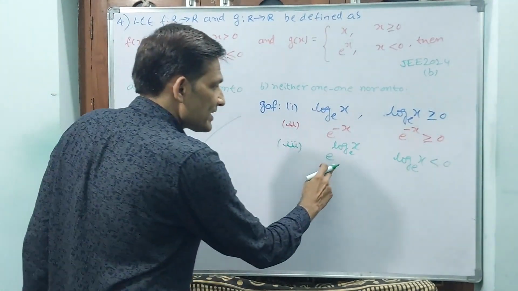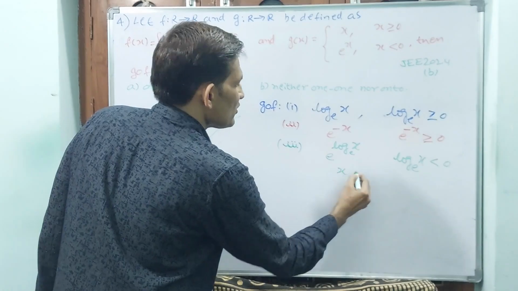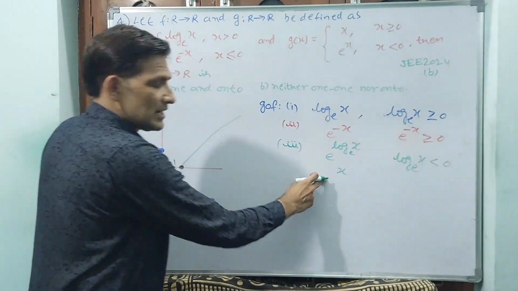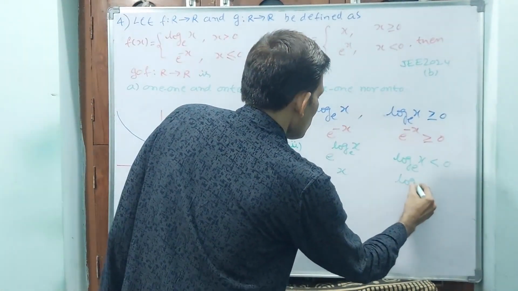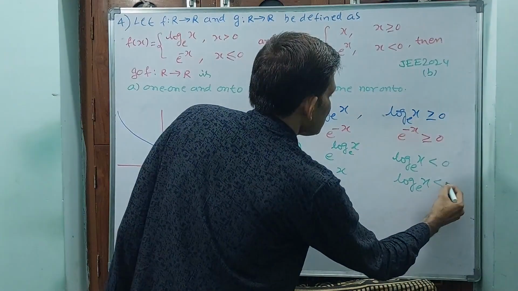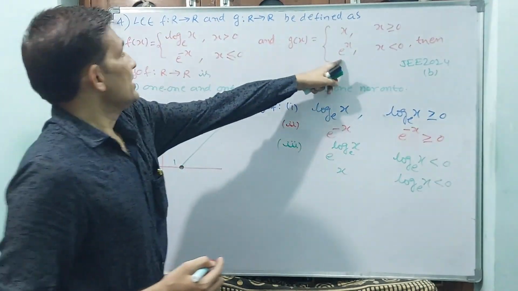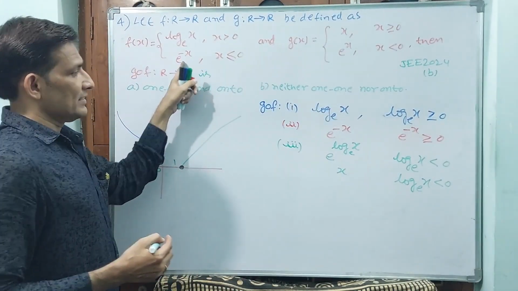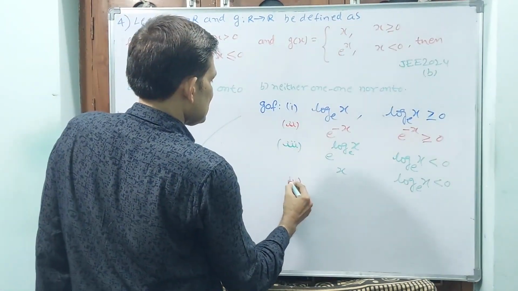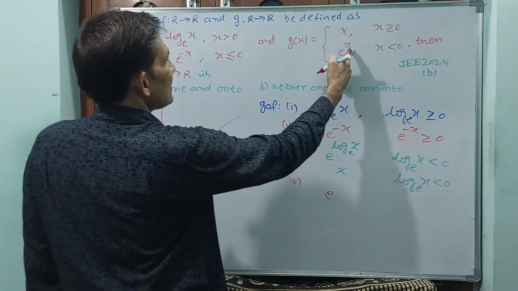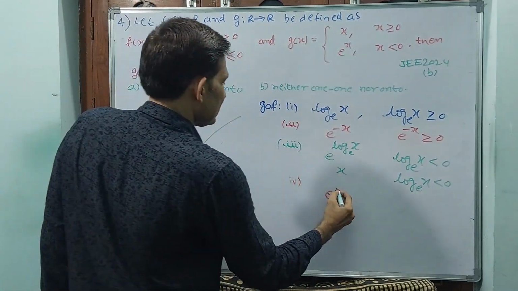Now, shall I rewrite this e power log x? What is it going to become? This is going to become x only. Third only we are doing still. Okay. And this is going to become log x to the base e less than 0. Here, now we are going to do e power minus x. E power, in x place, e power minus x.